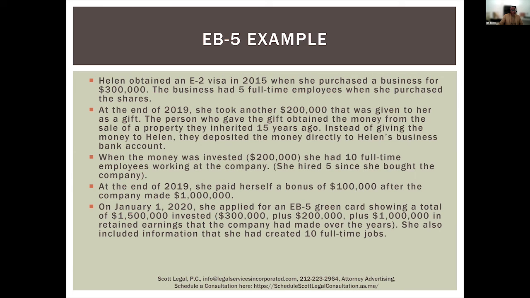And then the other big issue here is that the person who gave the gift put the money directly into Helen's business bank account. So they're going to say that Helen actually didn't have ownership and possession of the money, so they may not include the $200,000 either.